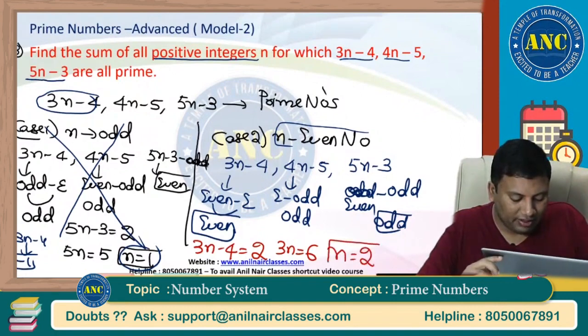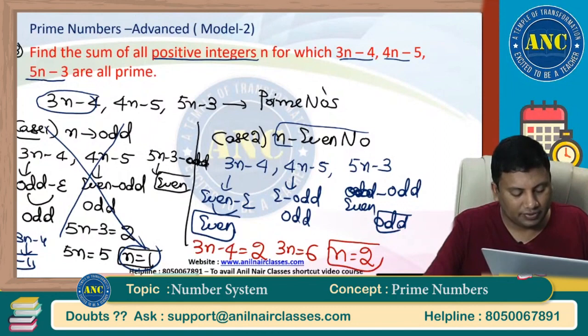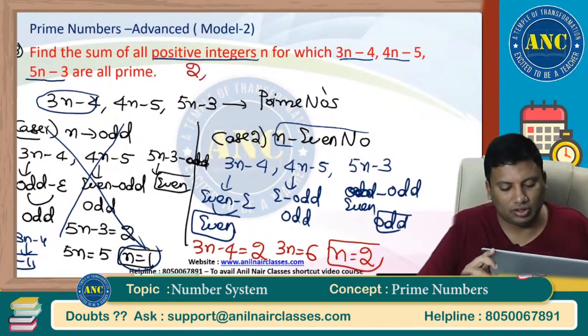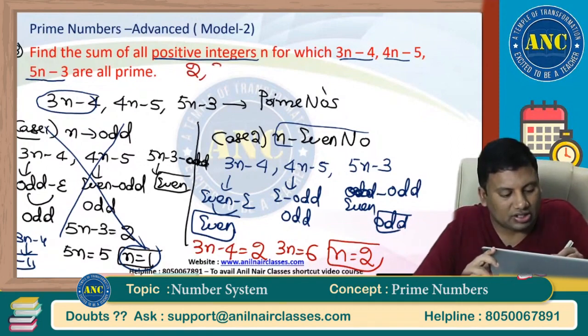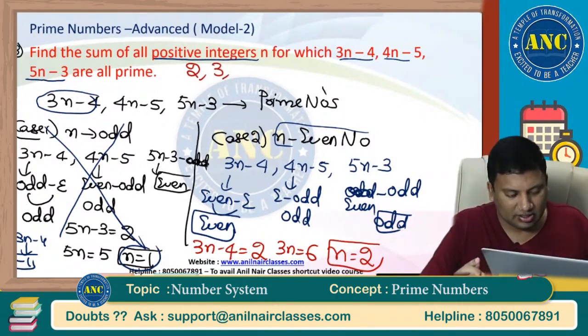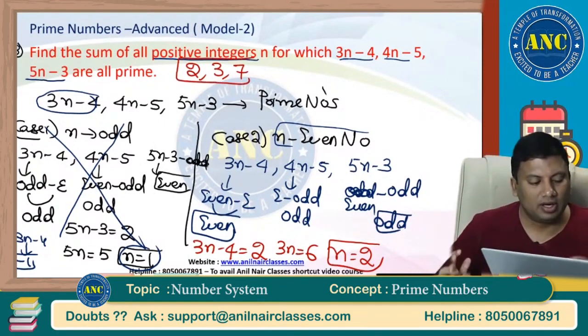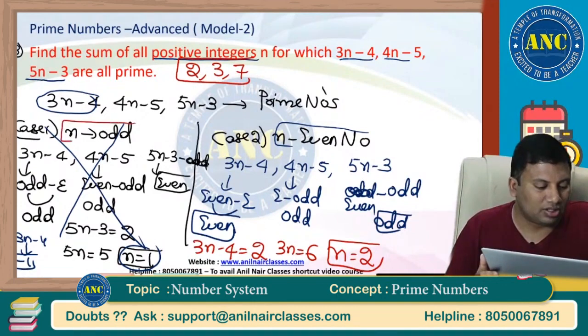Check it out if n equals 2. It is satisfying. 3 twos are 6, 6 minus 4 is 2. Yes. 4 twos are 8, 8 minus 5 is 3. Yes. 5 twos are 10, 10 minus 3 is 7. 2, 3, 7 is possible. I hope it is clear. I took two cases.